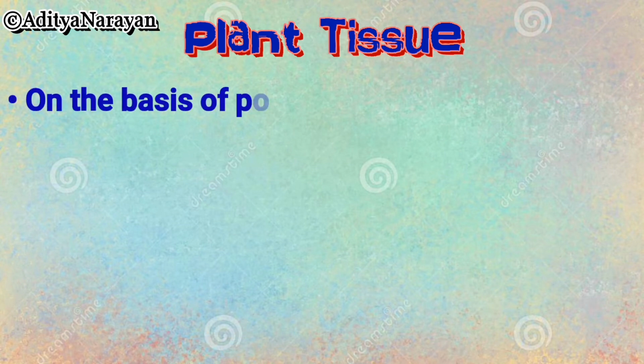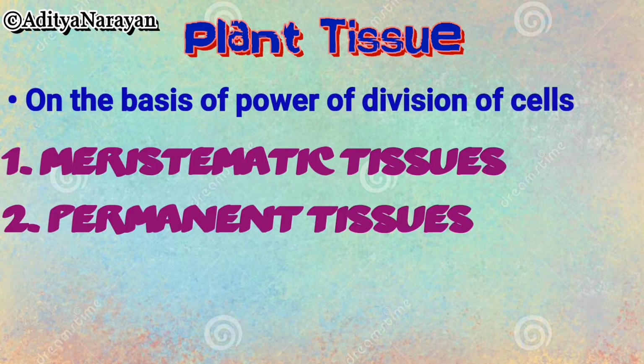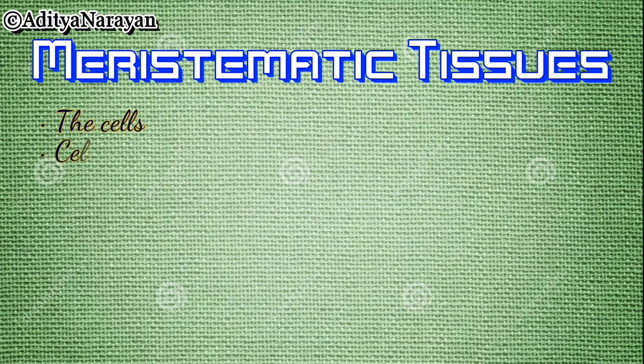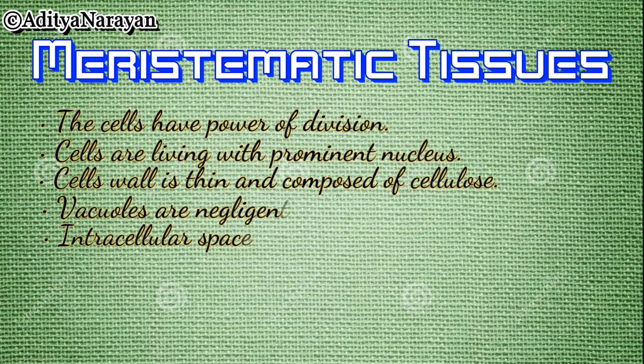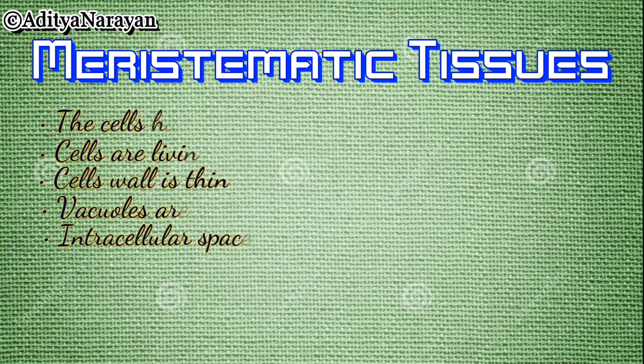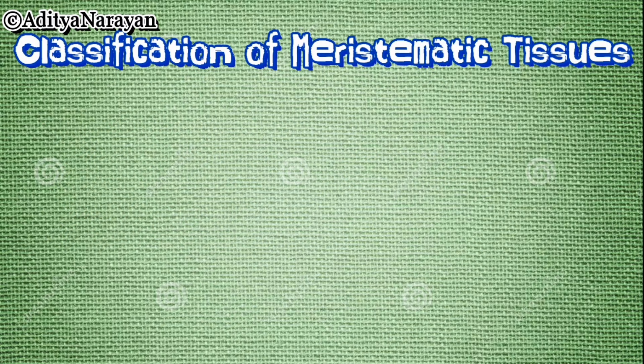Plant tissues, on the basis of power of division of cells, are divided into two types: meristematic tissues and permanent tissues. Meristematic tissues. The cells have power of division. Cells are living with prominent nucleus. Cell wall is thin and composed of cellulose. Vacuoles are negligible and intercellular spaces are absent.